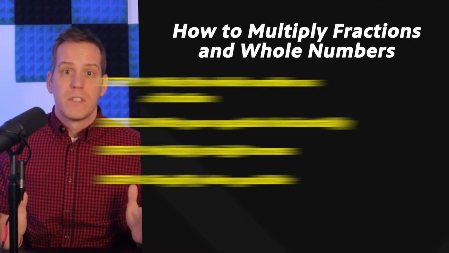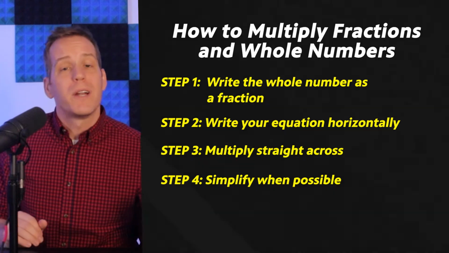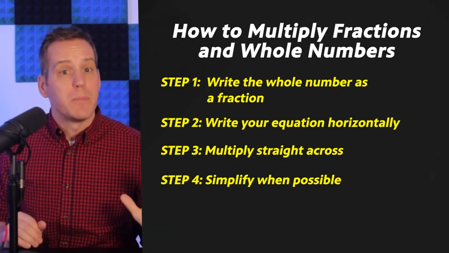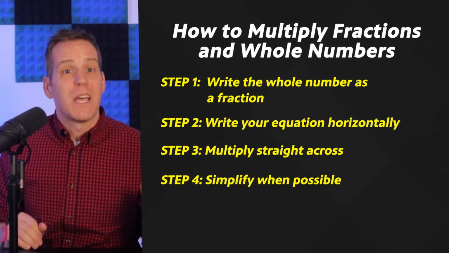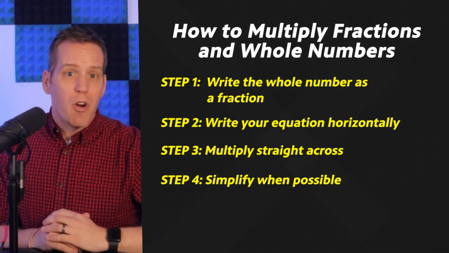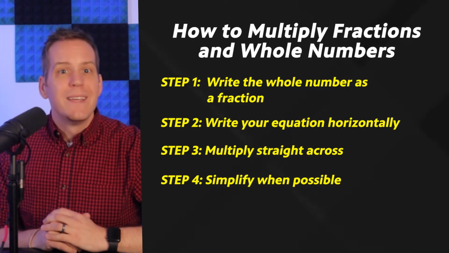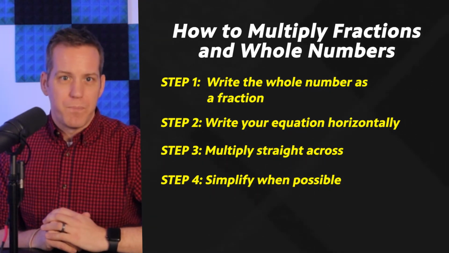So here's the steps to multiplying fractions and whole numbers. Step 1, write the whole number as a fraction. Step 2, write your equation horizontally. Step 3, multiply straight across. And step 4, simplify when possible.